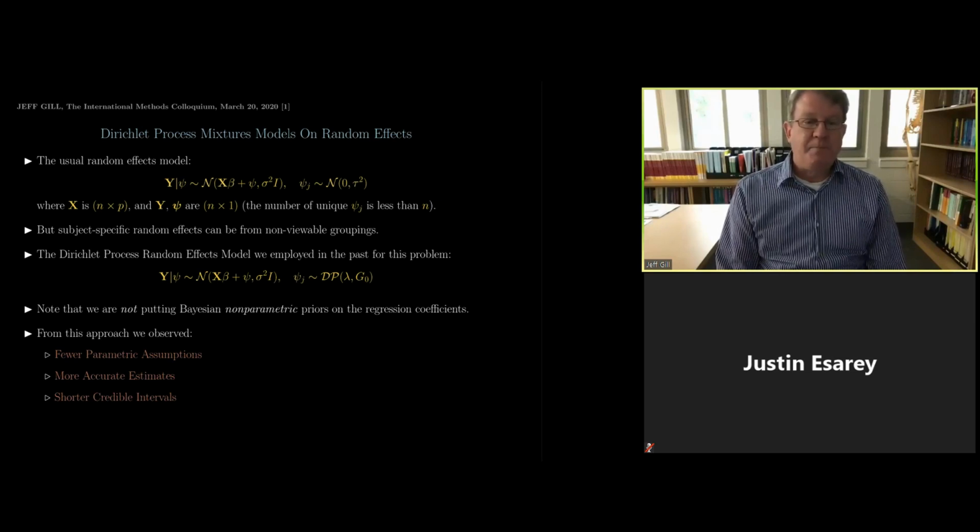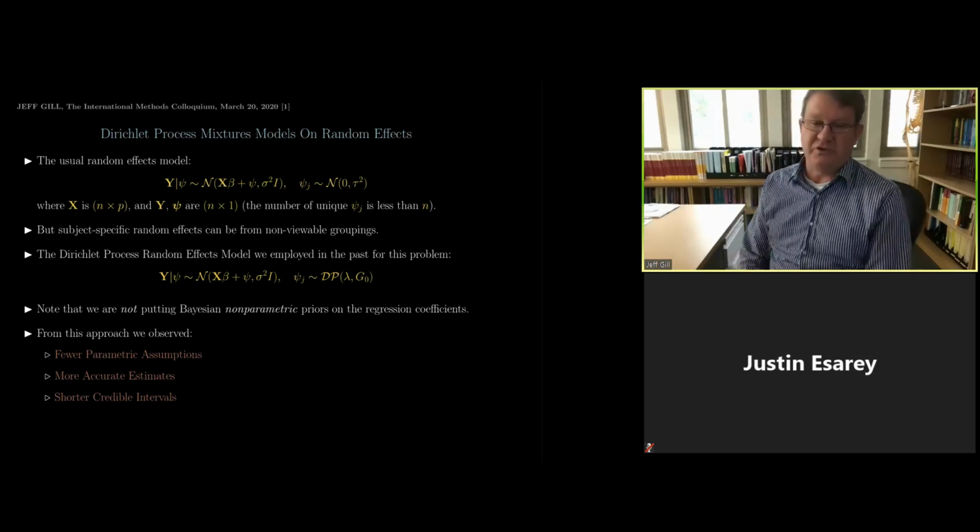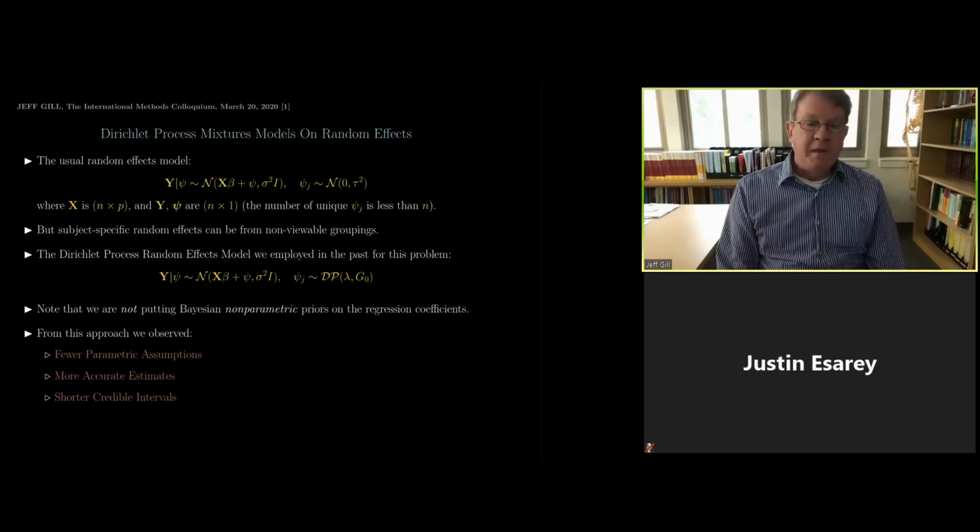The Dirichlet process random effects model that I'll be doing today replaces psi. That is, the distribution of psi is not going to be stipulated so specifically. It's going to be drawn from a Dirichlet process with 2 parameters, which I'll discuss in detail. So what we're doing is putting the Dirichlet process prior on the random effect only, okay? We're not putting it on regression coefficients because that is known to lead to bias.